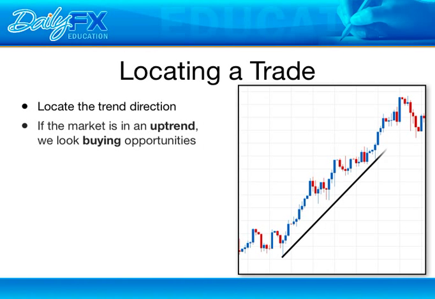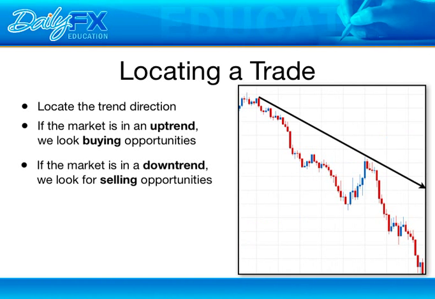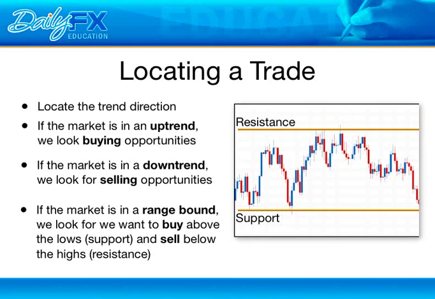If the market is in an uptrend, we only want to be looking for buying opportunities. If the market is in a downtrend, then we only want to be looking for selling opportunities. If the market is range bound, we want to buy just above the lows or the support level and sell just below the highs or the resistance level. Now, if you're unsure of the trend, then we should pass on the currency pair and find another where the trend is obvious. There are more than 3 dozen currency pairs available to trade, and we should only look for the best trade setups. Here's a simple but effective way to identify the trend of the market.